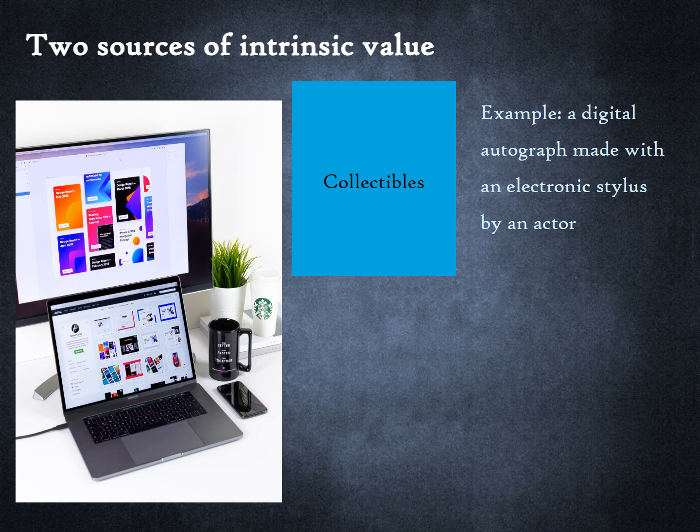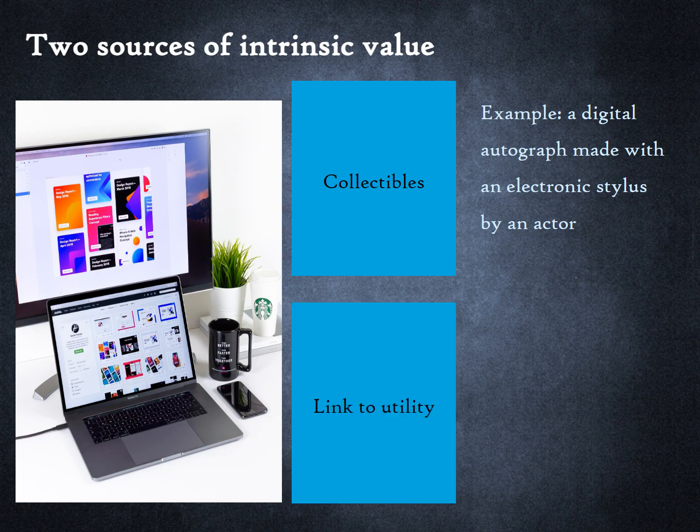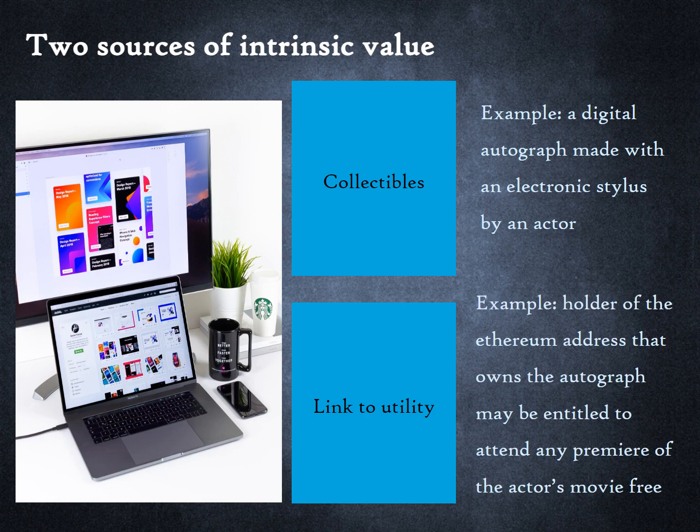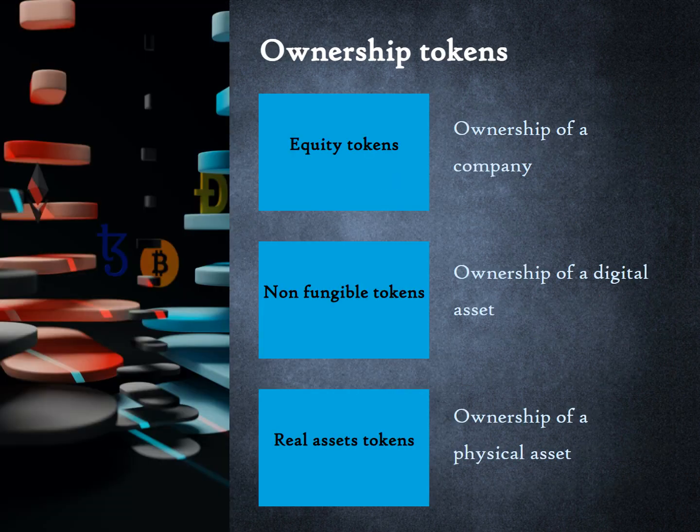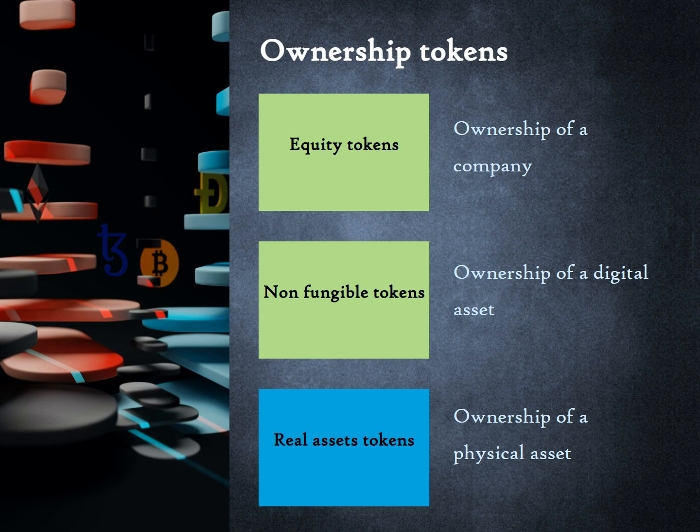Second, real-world utility can be linked to the NFT. For instance, the holder of the Ethereum address that owns the autograph NFT may be entitled to attend any premiere of the actor's movie free. So far, we have discussed two examples of ownership tokens: equity tokens and non-fungible tokens.